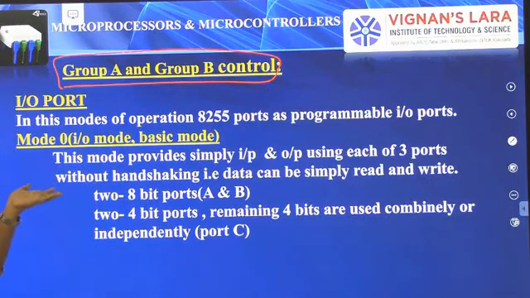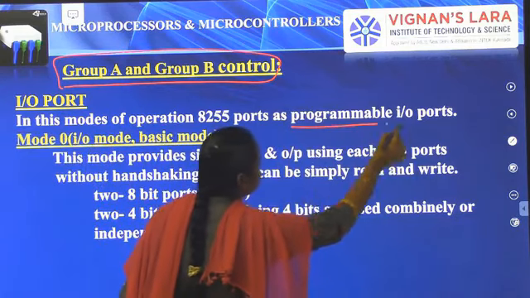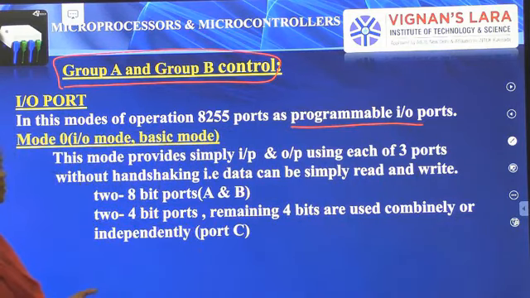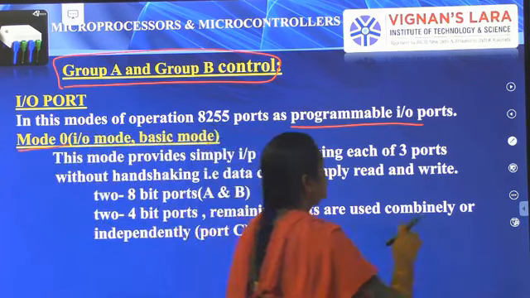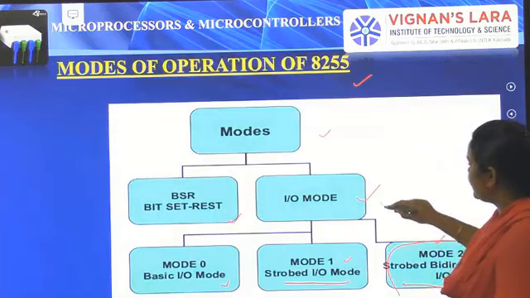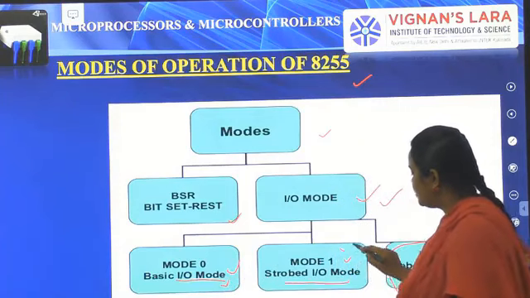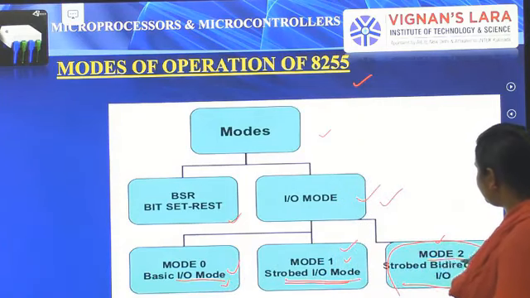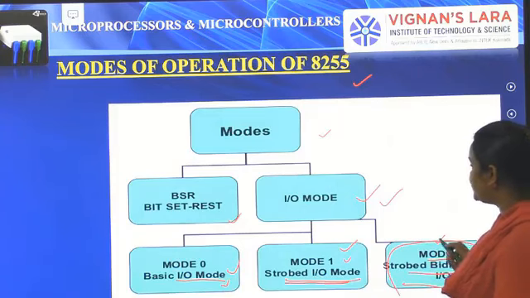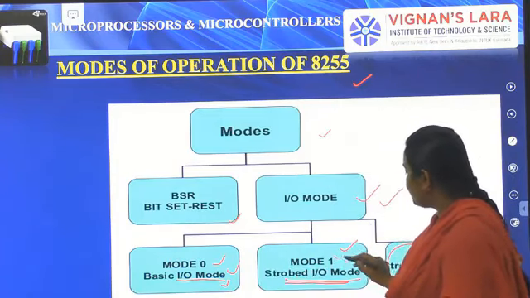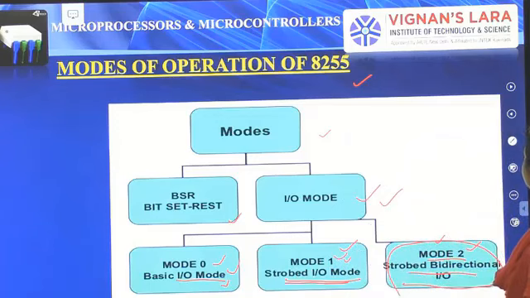In these modes of operation, the 8255 ports act as programmable input and output ports. That means we are going to program the input and output ports, group A and group B control. We have already seen the input and output modes: mode 0, the basic input and output mode; mode 1, the strobed input and output mode; and mode 2, the strobed bidirectional input output mode. Let us see what the mode 0, mode 1 and mode 2 operations are in the next slide.